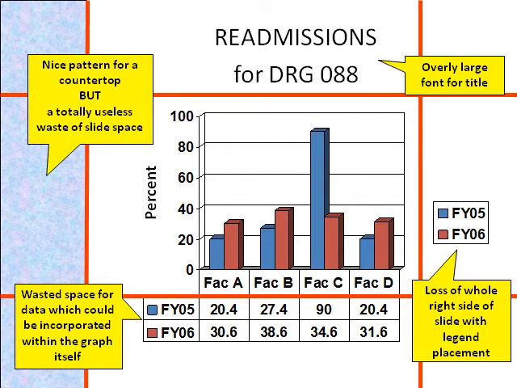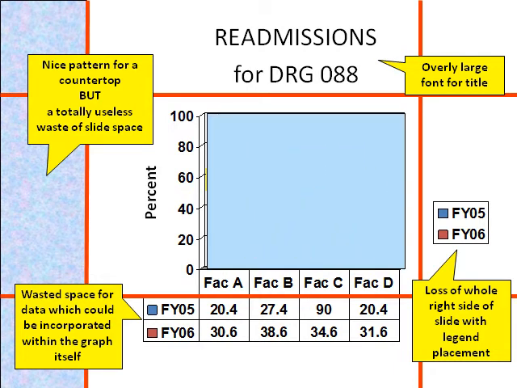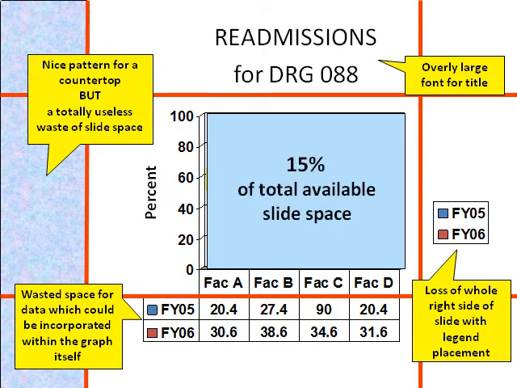The net result is that the area devoted to the information graphic is squished. If we draw a box around that information graphic and then figure the square inches of this box, we find that only 15% of total available slide space is utilized for the information graphic. Now let's look at another way to present exactly the same data.